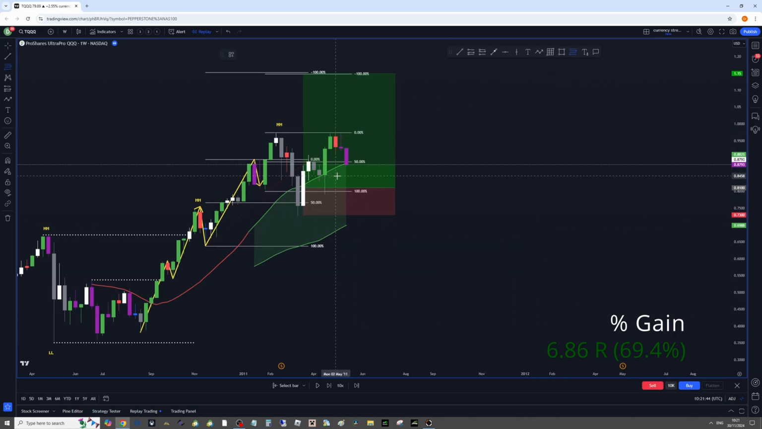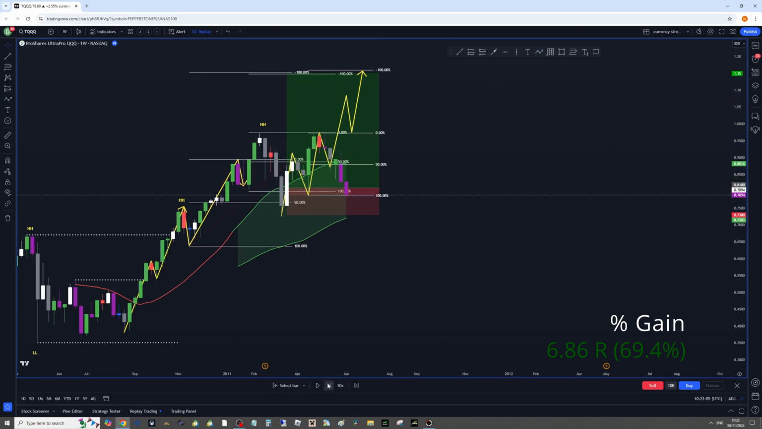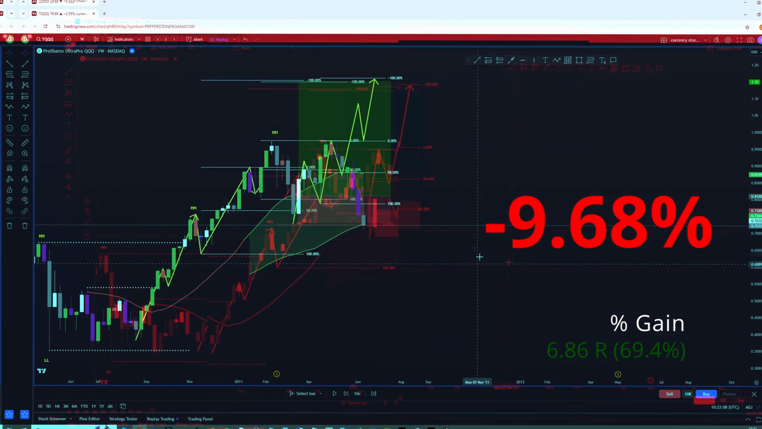But what we are doing is pulling back 50% of this minor pullback leg. So we've gone up, pulled back 50%, gone up, pulled back 50%. We're likely to go up, pull back, and then hit our target. Okay, so let's just see what happens there. Pull back at 50%, we're going down, hit our stop loss.